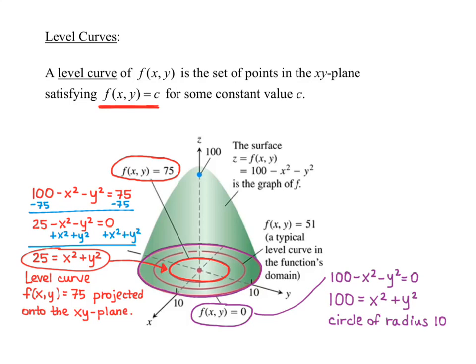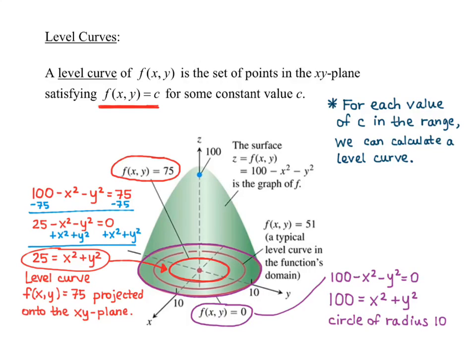And that's how we're getting these level curves, by picking different values for the constant and just letting our function equal those values without the z variable. So instead of a z, you get a constant. So for each value of c in the range, we can calculate a different level curve for the function.